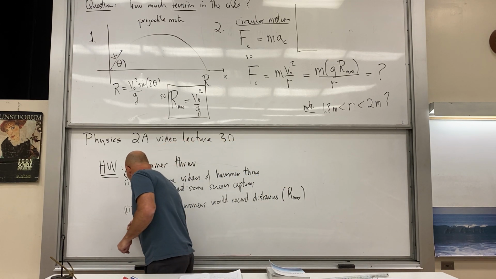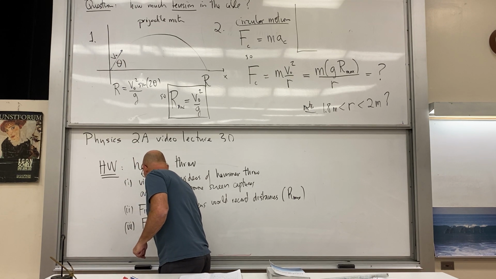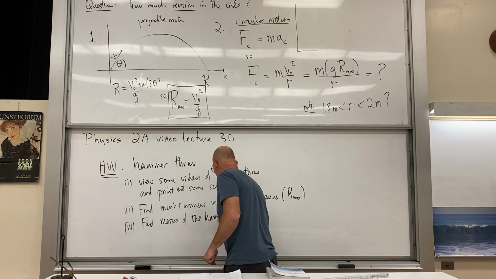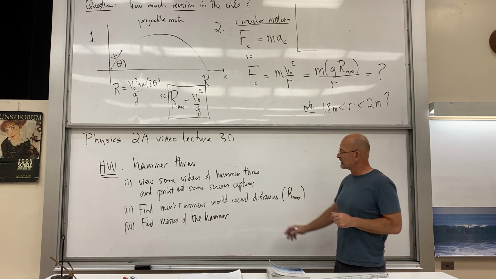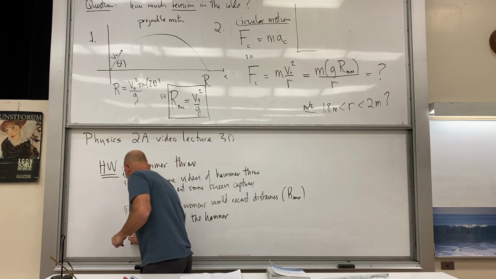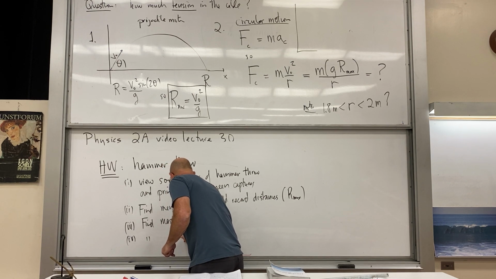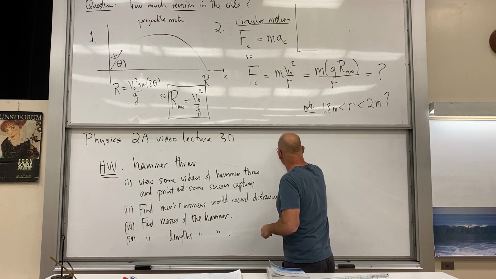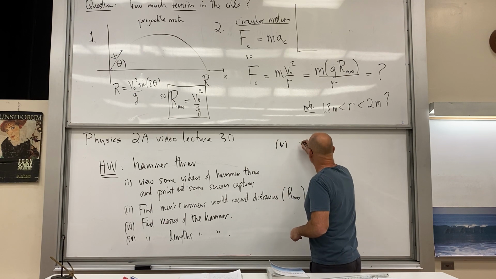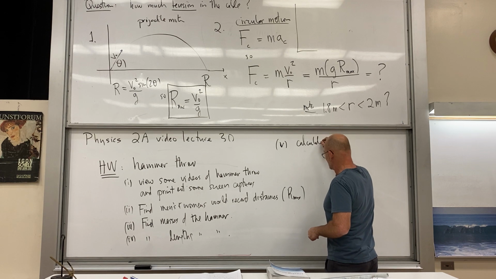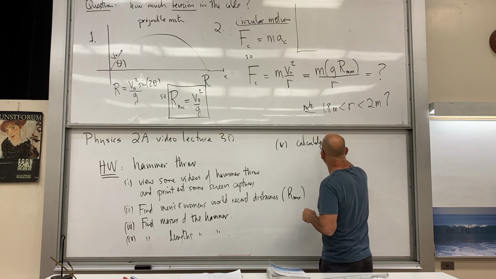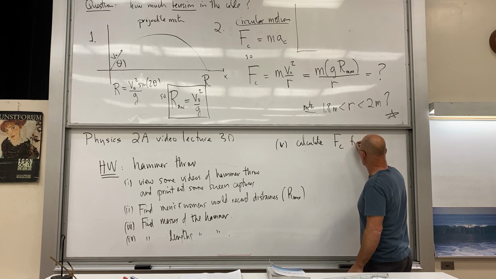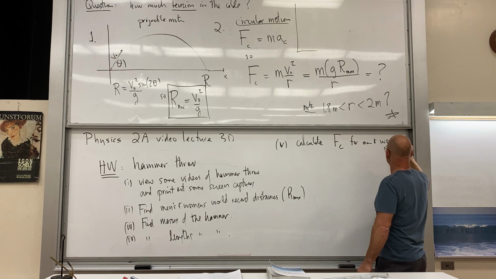And then you need the parameters here. Find the respective masses of the hammer for men and women, different masses, and the lengths of the hammer as I drew in my picture, L. And when you have all of that, calculate FC, that's that thing up here, for men and women.